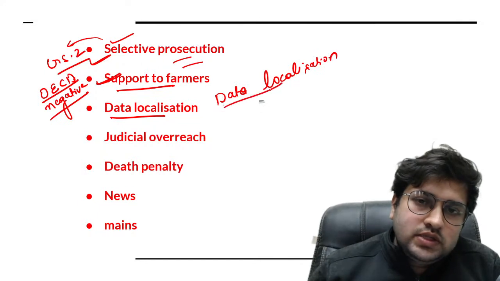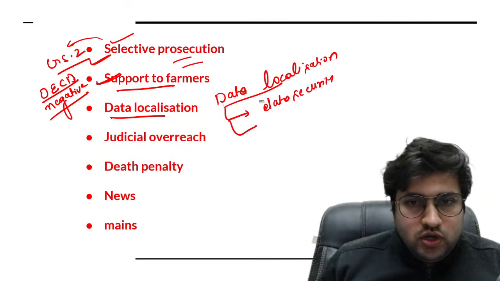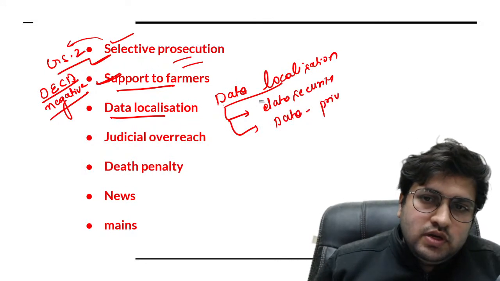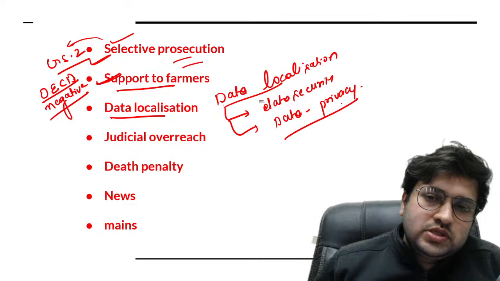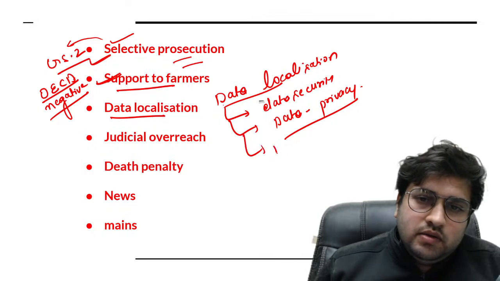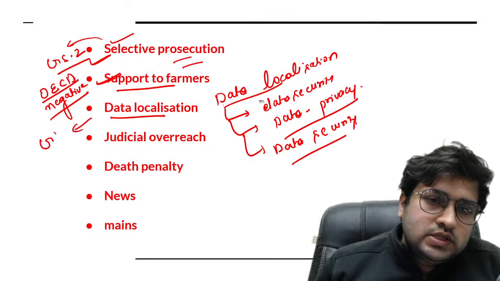One is data localization. Second is the data security part, because without ensuring data security, we cannot go for data privacy, or the privacy of the individual. Many committees and commissions have highlighted the protection of privacy. We need a data security law in the country. All these aspects will be discussed under the article. The question can be framed under GS paper 3.